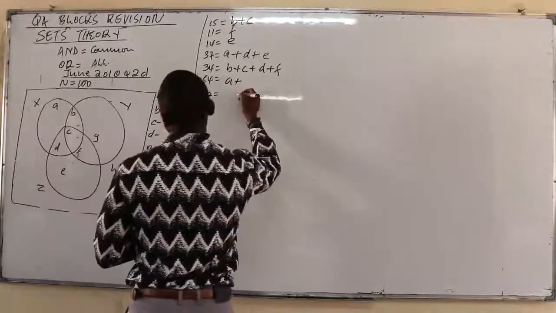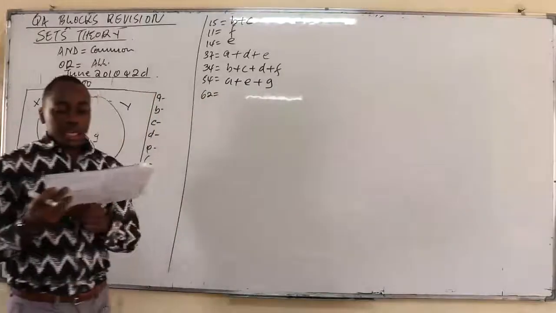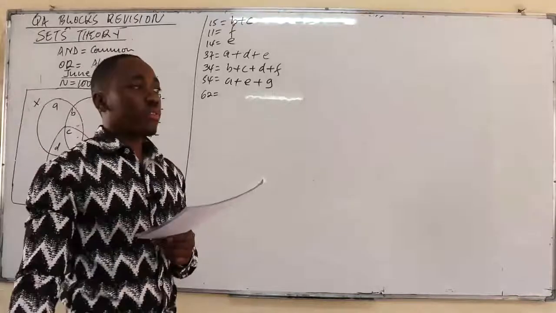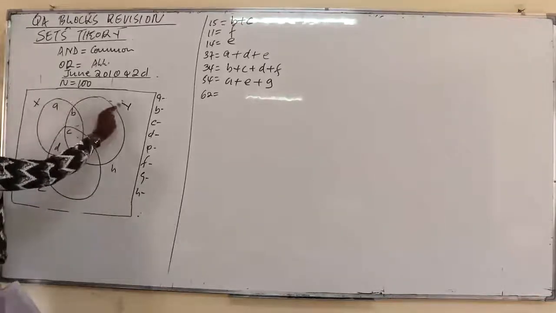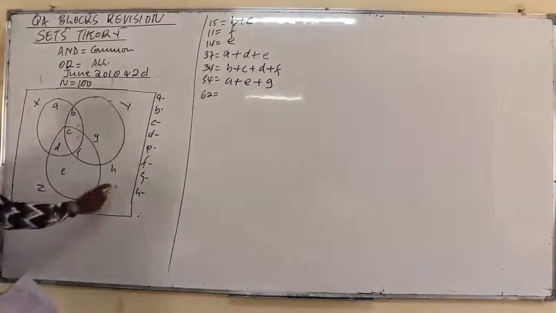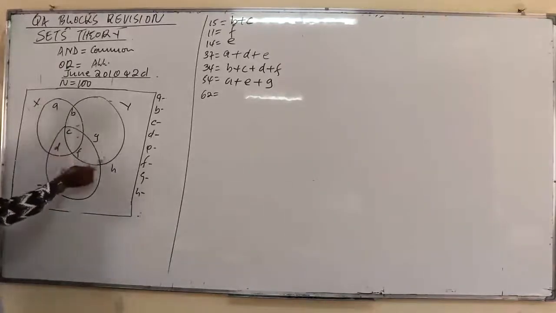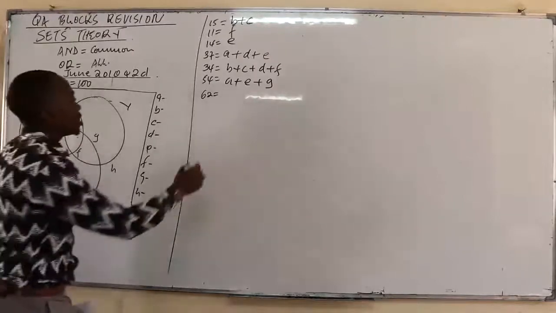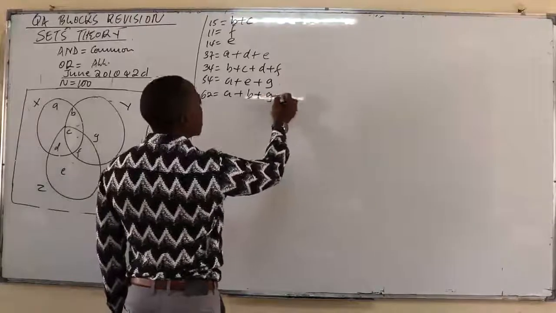A, E, and G. And lastly, 62 voters were in favor of X or Y or abstained, but not in favor of Z. Not in favor of Z. So remove Z. Apart from Z, who are the other members remaining? A, B, G, and H.